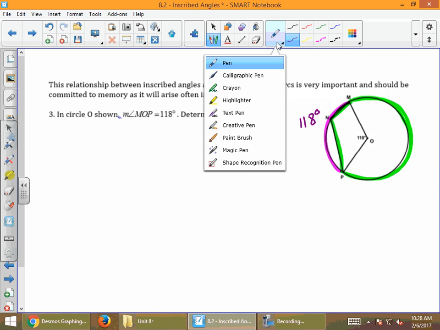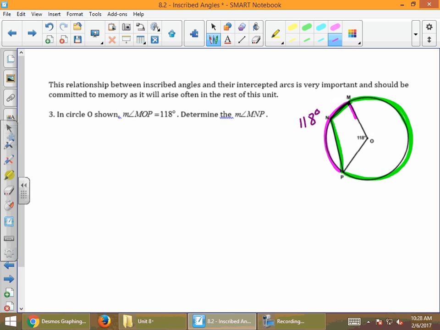Yeah, very good. The angle that is intersecting that purple arc is 118. And if you notice, is that angle in the center or on the edge? On the center. Whenever the angle's on the center, it's the same as that arc. Okay? So now that we know what that arc is, what can we do to find this big green arc?